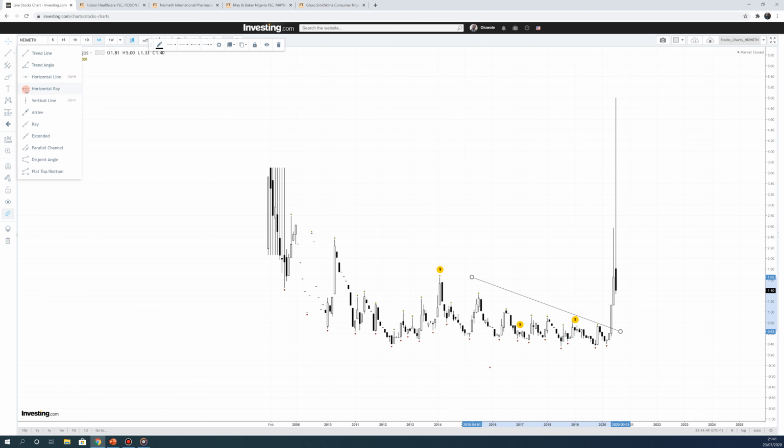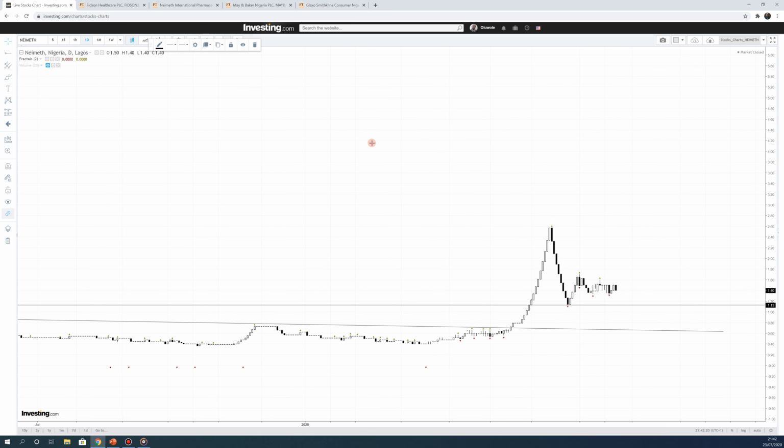Let me get a horizontal line. The next support actually is at about 1 naira 25 kobo. But we have series of, honestly, I'll say 120 to 125. Let me see the daily. Nothing on the weekly as well.